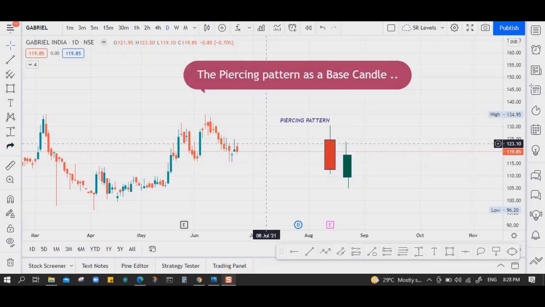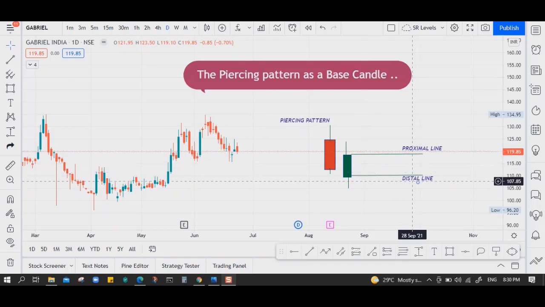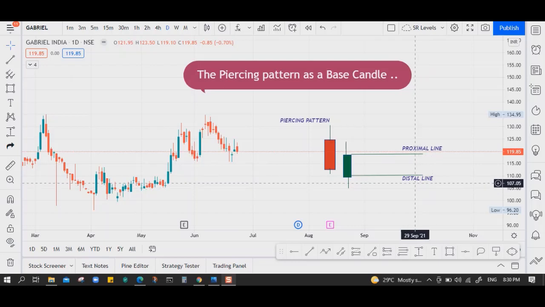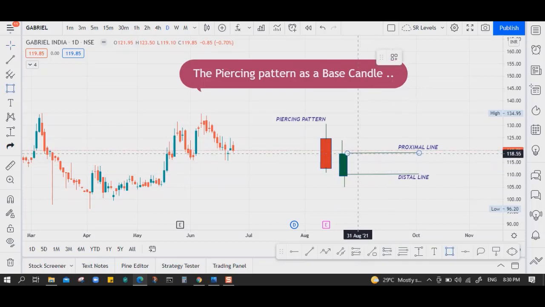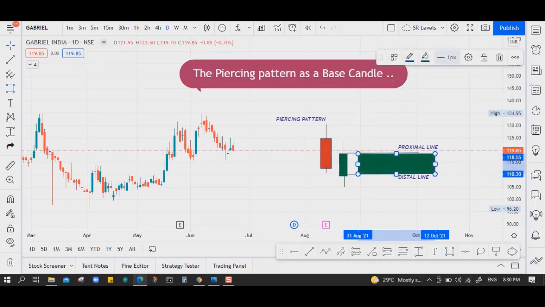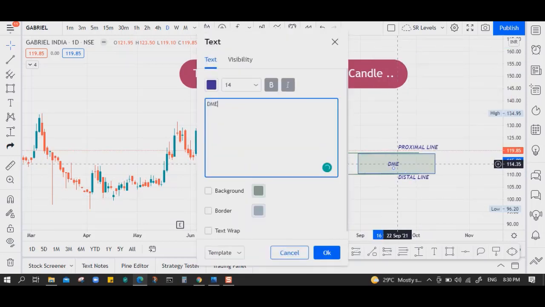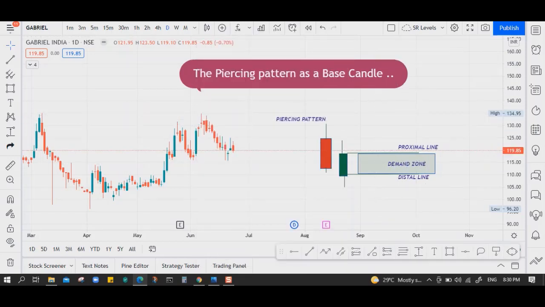correctly. So to draw a demand zone using this piercing pattern, you simply draw the proximal line at the close of the bullish candle and the distal line at the open of the bullish candle. Okay, let me draw that now. So this is how we draw the proximal line and the distal line. The proximal line is at the close of the bullish candle and the distal line is at the open of this bullish candle. Once we draw the proximal and distal line, a zone will form, right? And that zone is a demand zone. Okay, understand?